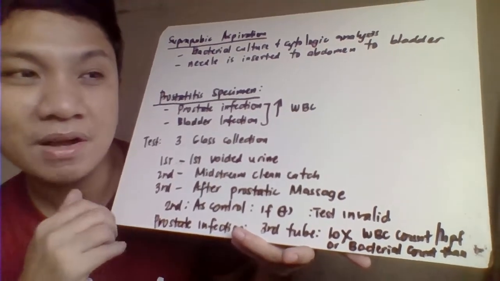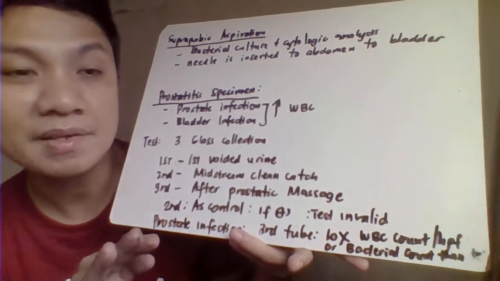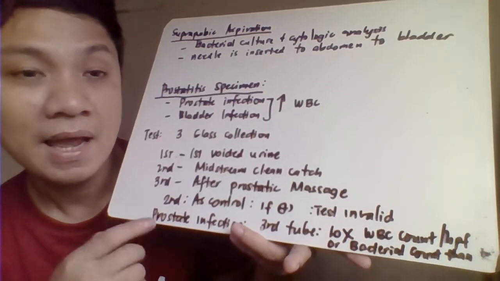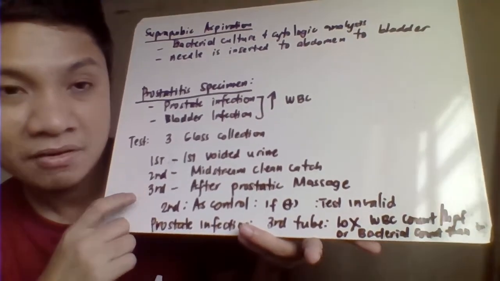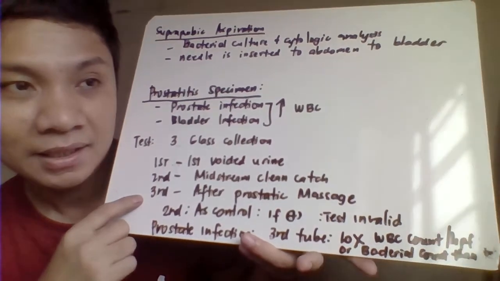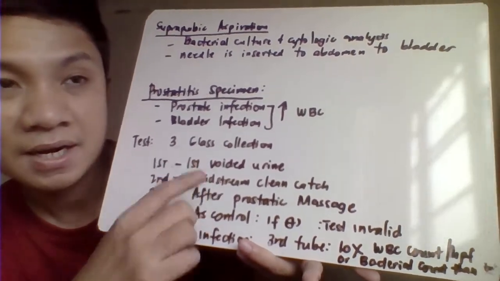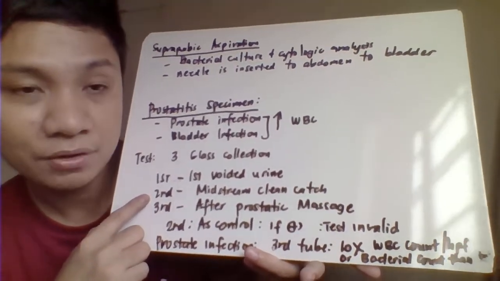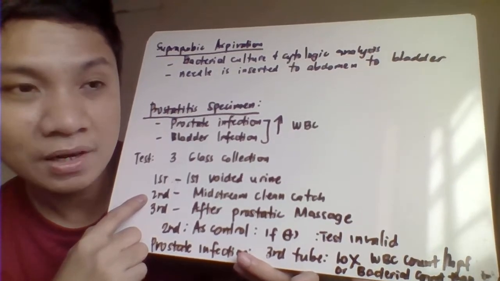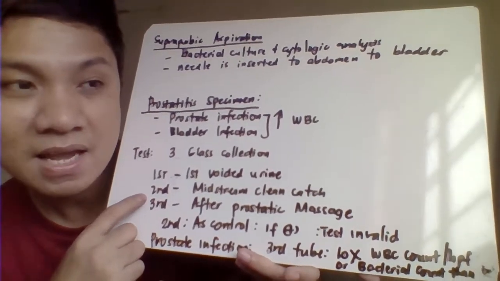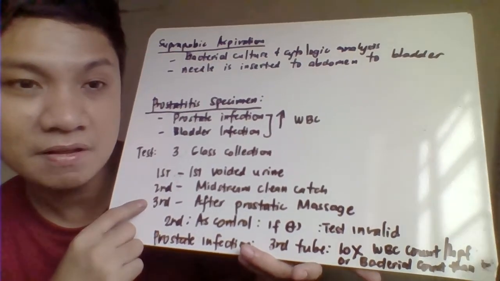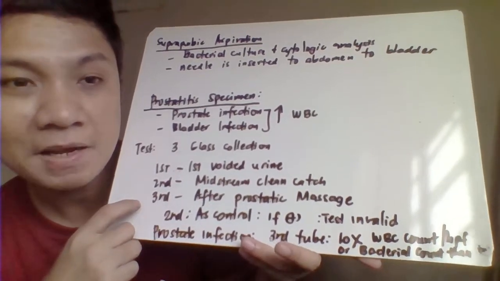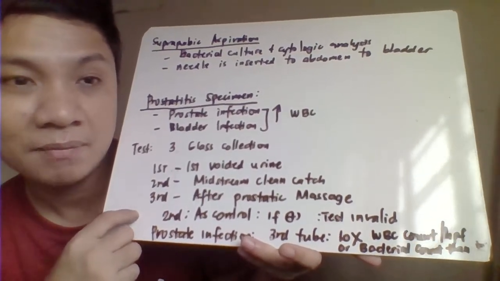Okay, then after you massage the prostate of the patient, we are expecting na magkakaroon ng secretion coming from the prostate. And that becomes the specimen for your tube number 3. Then after that, you culture the 3 tubes. The tube number 2 serves as our control. Okay, paano siya magiging control? Pag ang result ng midstream clean catch natin, for example, is positive, pag sabing positive, madaming WBC, madaming bacteria, ano magiging implication nun? Magiging invalid ang ating procedure.